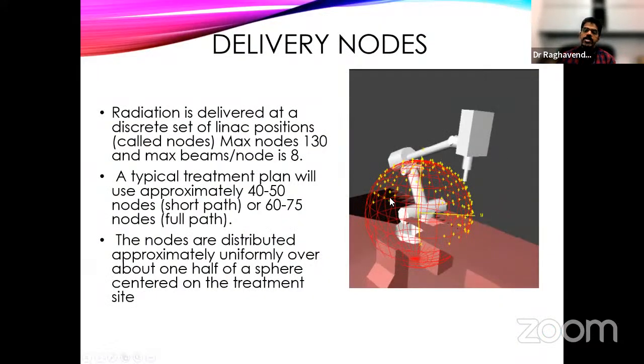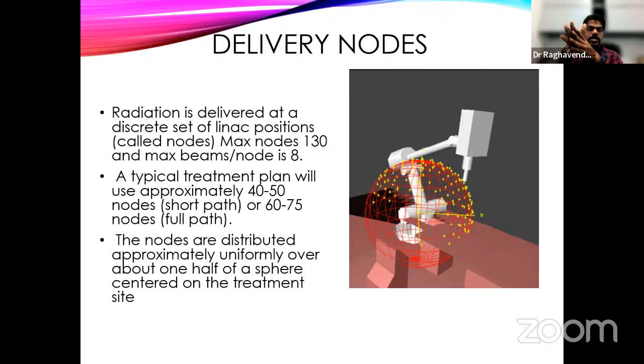So for example, if you consider a globe here, the red lines you're seeing are the paths a robot can move, and the yellow dots are the nodes where a robot can stop at that particular place and shoot radiation to the tumor. So these yellow dots are called nodes. There can be up to 130 nodes, and a LINAC can shoot a maximum of up to 8 beams per yellow dot, that means per node.